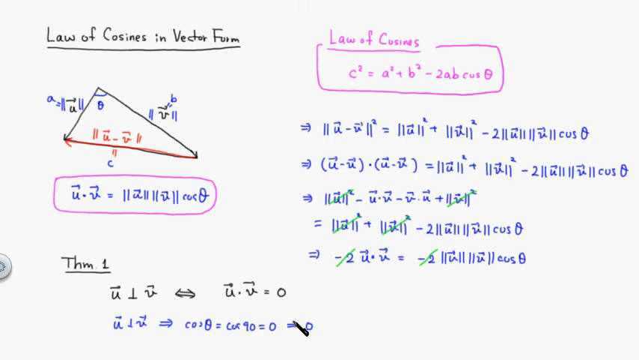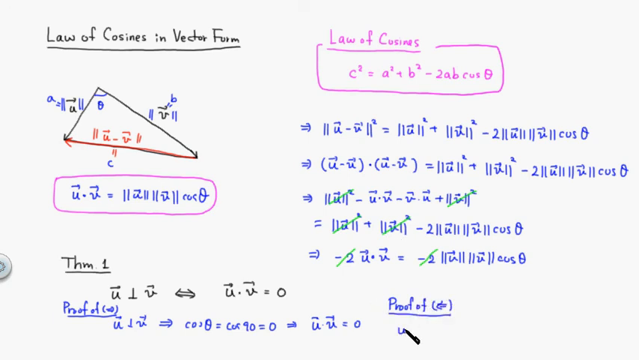So that just tells you that the dot product is going to be equal to 0. This is kind of an informal proof of this implication. How about the other direction, the proof of the other implication?